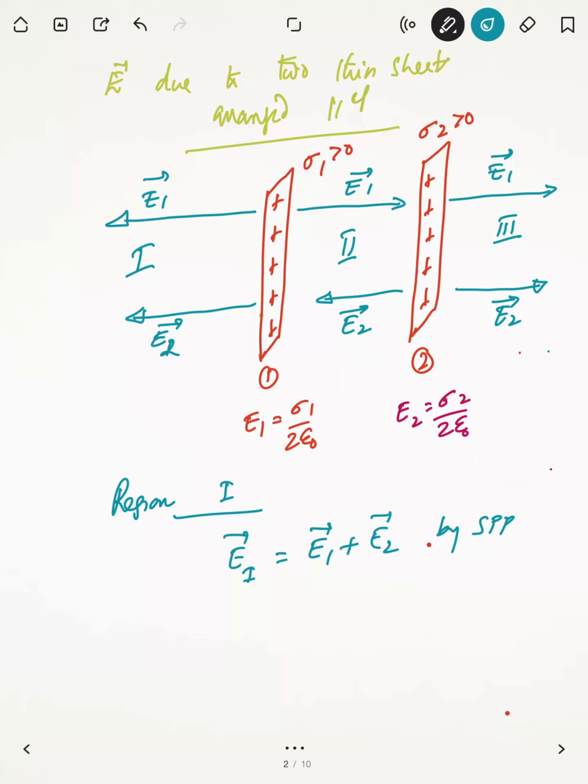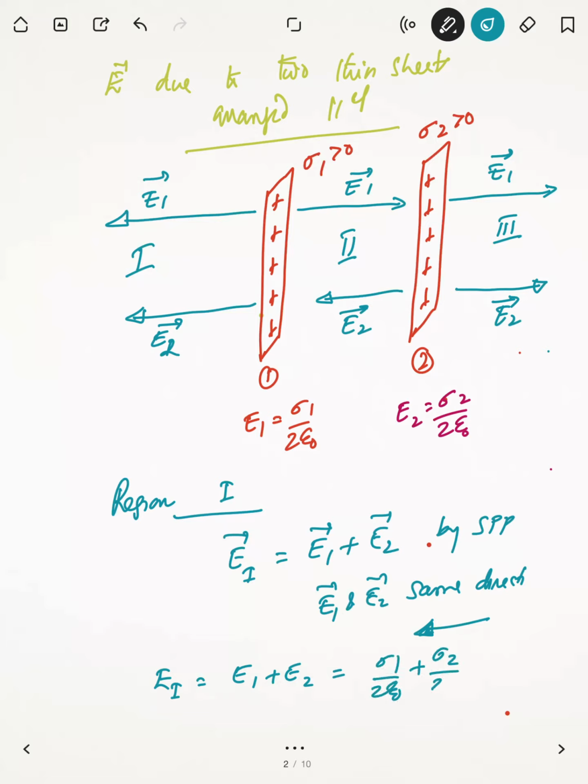We look at the directions of E1 and E2. So we say that E1 vector and E2 vector are in the same direction. Which direction are they acting here? They are acting towards the left side. So you can add them. So E in the first region is obtained by adding 1 and 2. That is sigma 1 by 2 epsilon 0 plus sigma 2 divided by 2 epsilon 0.